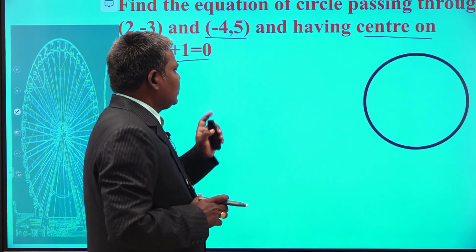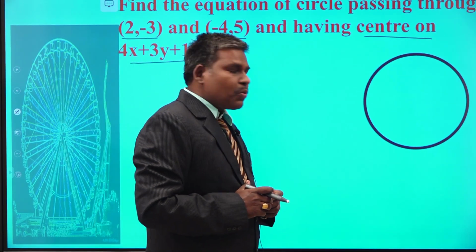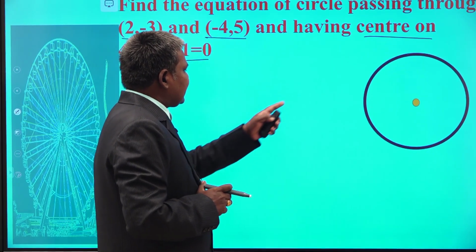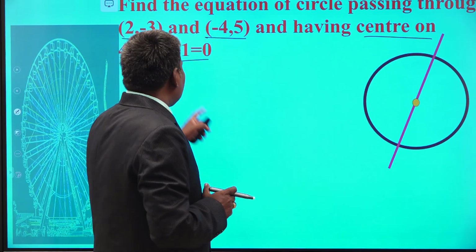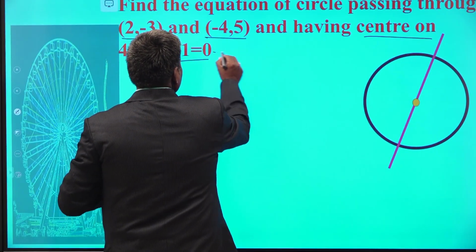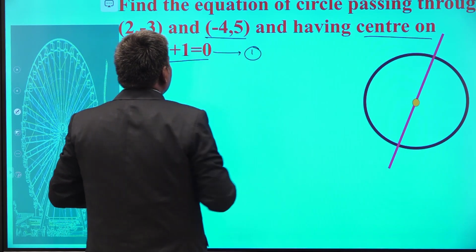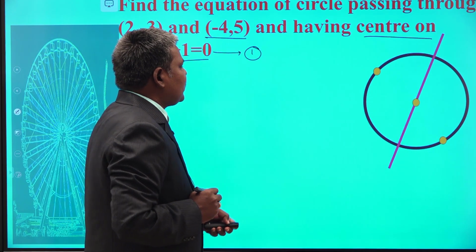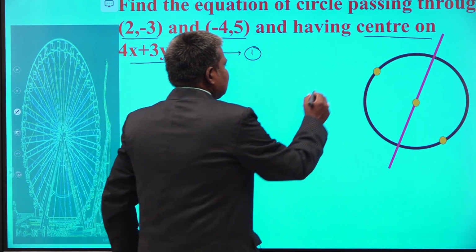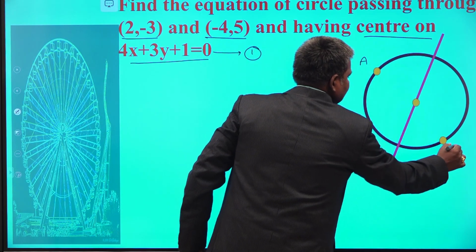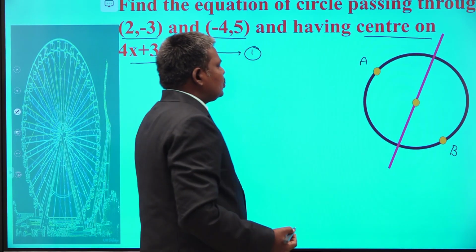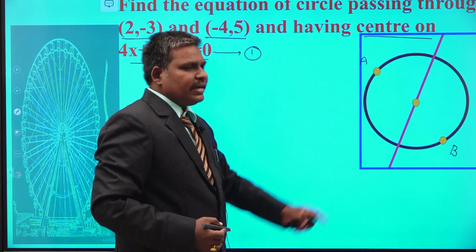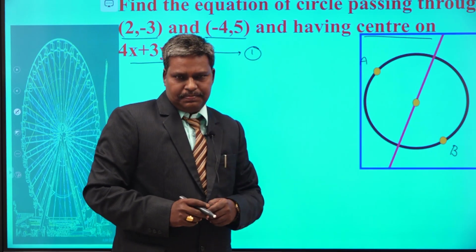Let us see. Suppose this is your required circle. Its center is C. Its center lies on 4x plus 3y plus 1 equal to 0. This is equation number 1. And the circle passes through these 2 points as shown in this figure. The first point is A and the second point is B. Your circle passes through A and B and its center lies on some line. This is the diagram related to your problem.